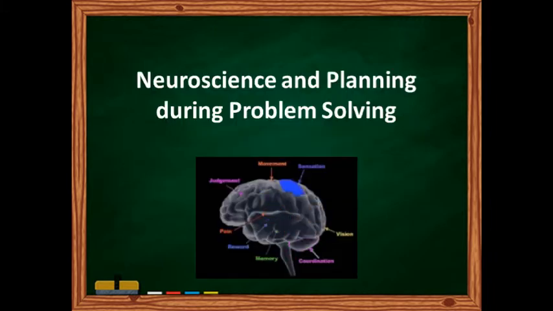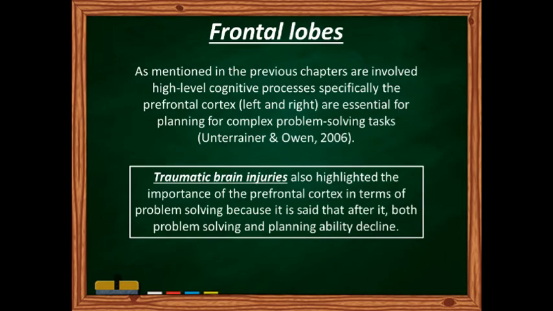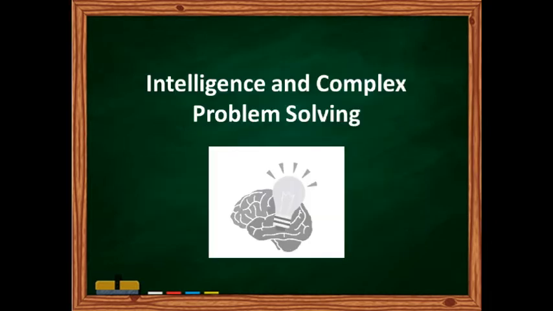Neuroscience and planning during problem solving. In order to have enough time to solve a problem, we need to form a plan of action for the problem since planning can help us save time and improve performance. Frontal lobes, as mentioned in the previous chapters, are involved in high-level cognitive processes, specifically the prefrontal cortex, and are essential for planning for complex problem-solving tasks. Traumatic brain injuries also highlighted the importance of the prefrontal cortex in terms of problem solving because it is said that after it, both problem solving and planning ability decline.